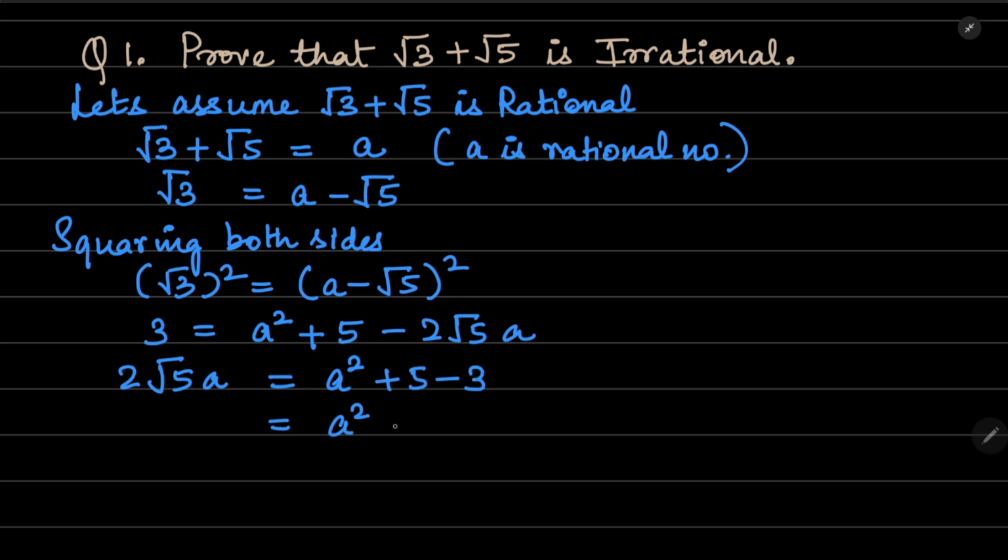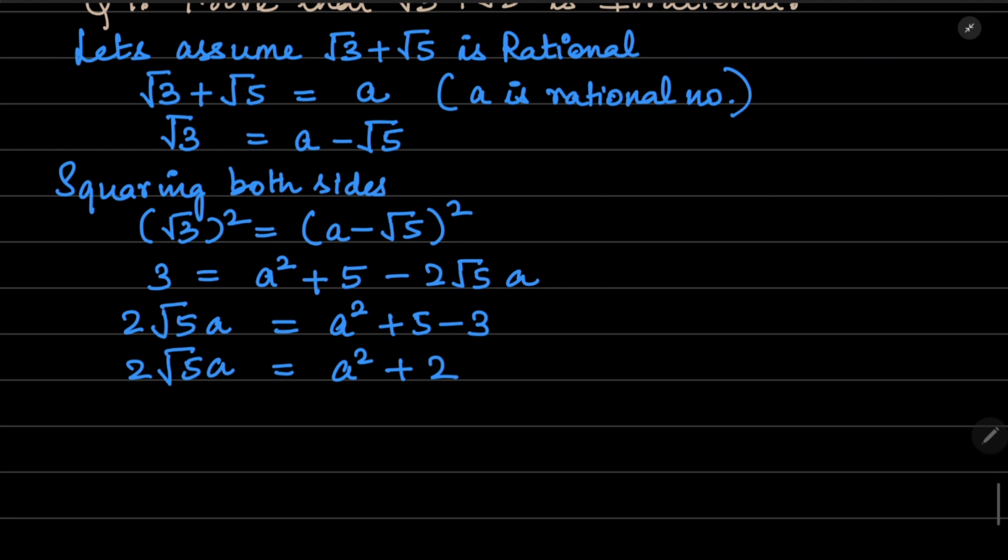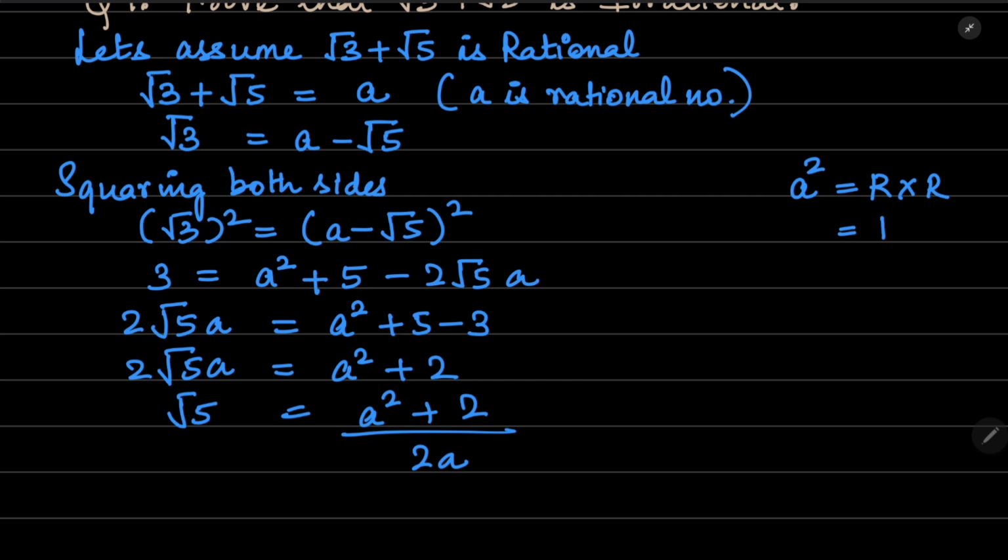So now you have a square plus 2. So 2 root 5a. Now, what is root 5 equal to? 2a goes to the denominator. So, a square plus 2 divided by 2a. Now, a is rational, right? If a is rational, a square will be rational multiplied by rational, which is also rational. So this happens to be rational. 2 is also rational. 2a is also rational.